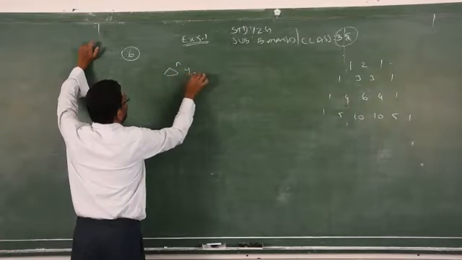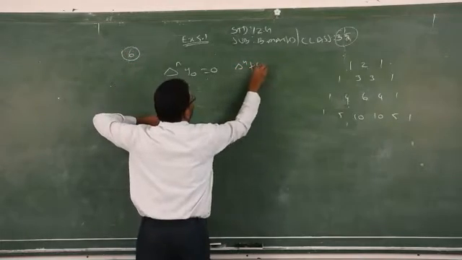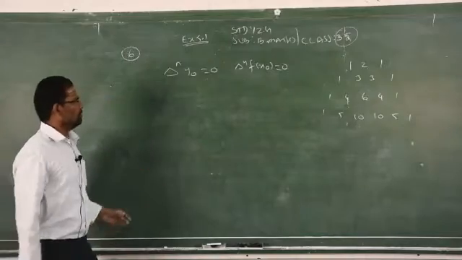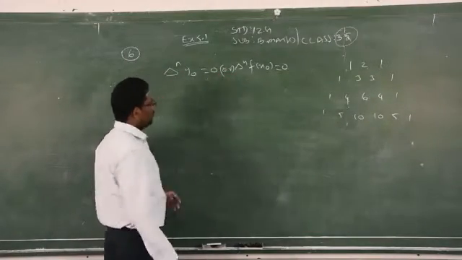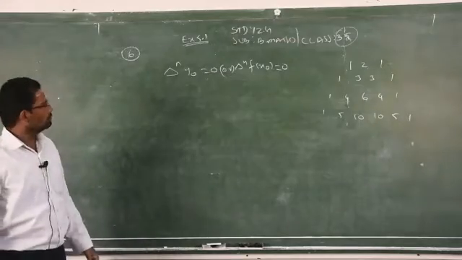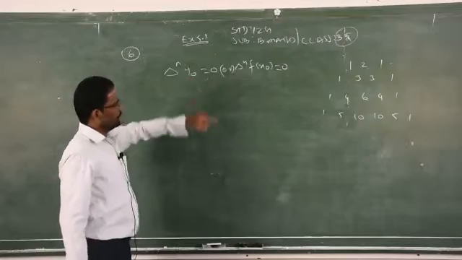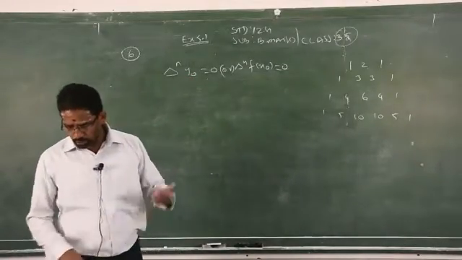Delta power n y naught is equal to 0, or delta power n f of x naught is equal to 0. So you can use any one formula, either delta power n y naught or delta power n f of x naught is equal to 0. So what is meant by n? n is the degree of the given polynomial. The tabular column is nothing but a polynomial. So how to find out n?